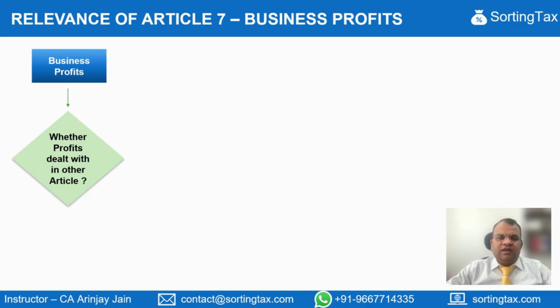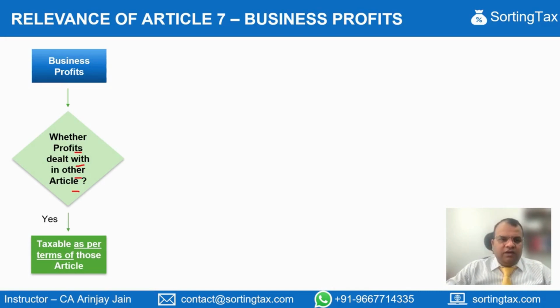So in order to ascertain the taxability of business profit, the first thing that has to be seen is whether the profits are dealt with in other article of the treaty. If the profits are dealt with in other article of the treaty, they have to be taxable as per the provisions of those articles. However, like I mentioned, in some cases, those articles may themselves provide that profits which are effectively connected to a permanent establishment have to be taxed under Article 7, read with Article 5. In that case, the provisions of Article 7 will be applicable.